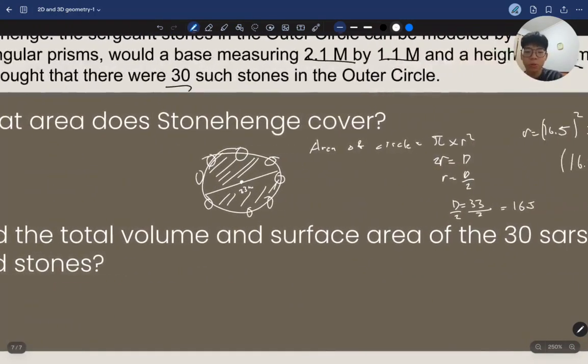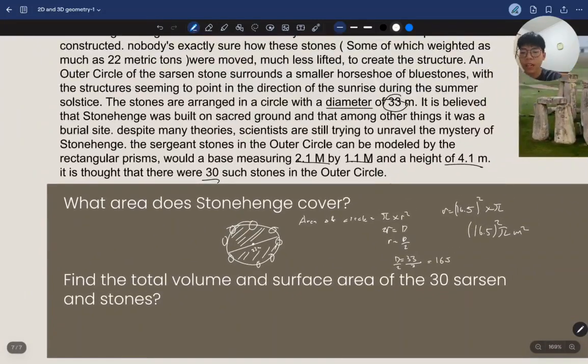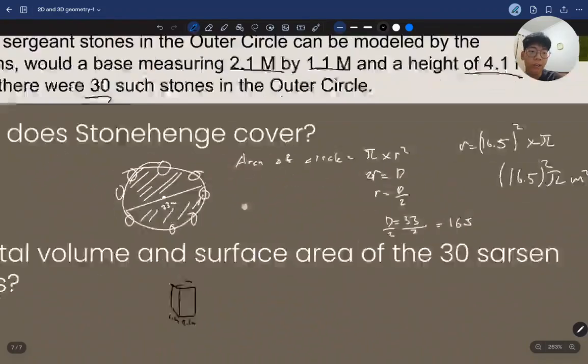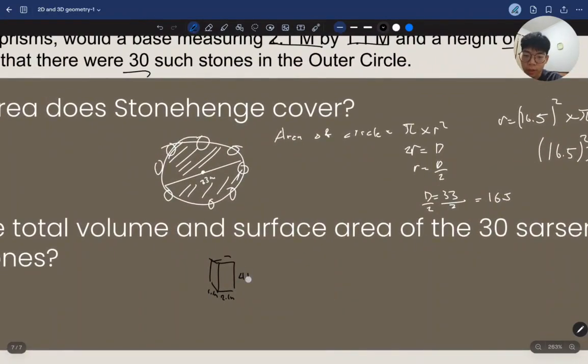Now, find the total volume and the surface area of the 30 sarsen stones. So one stone can be modeled by a rectangular prism, with 2.1 meters, 1.1 meters, and a height of 4.1 meters. And there are 30 stones.